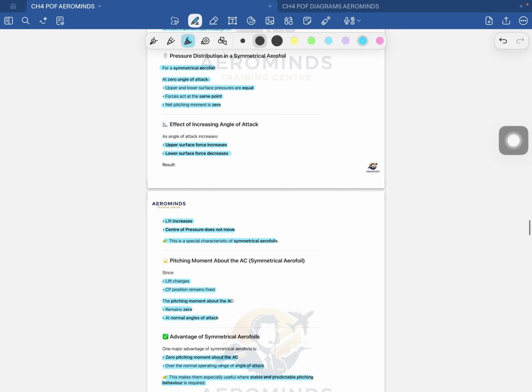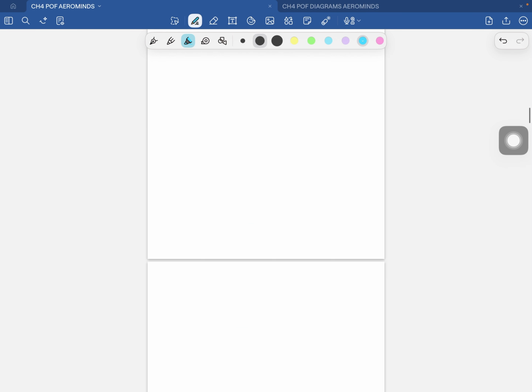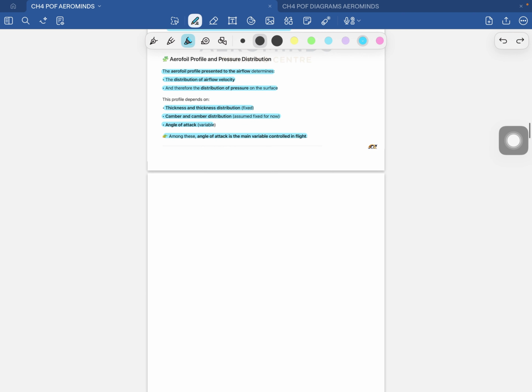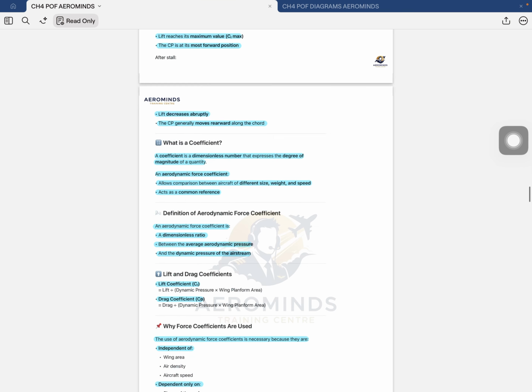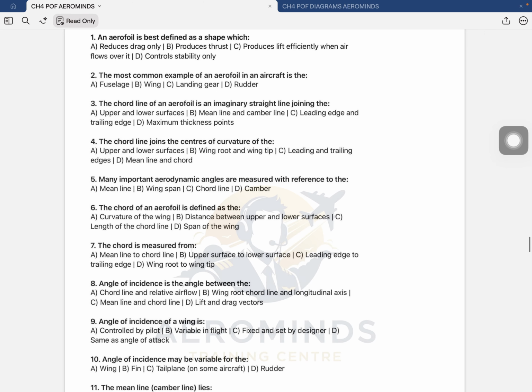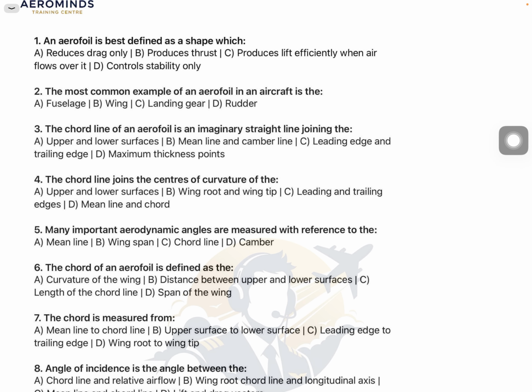So now we have completed our chapter, and we did each and every part of this subsonic airflow chapter. And now we are going to start with the MCQs, which come in the exam. There are around 140 to 150 questions, and each question is very important. So you can start now.